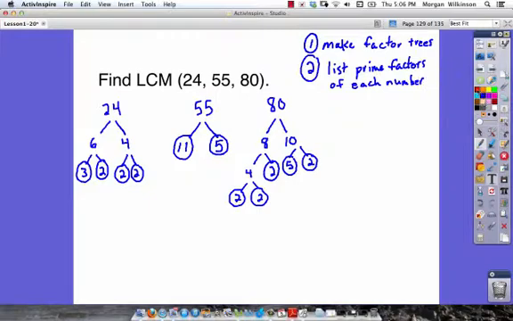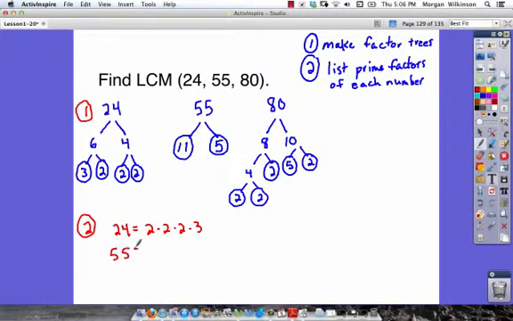Now, in order to do step 2, well, we've done step 1. Step 1 is right here, all the way across. Step 2, well, we're going to say 24. 24 is equal to 2 times 2 times 2 times 3, because we can see that right here.